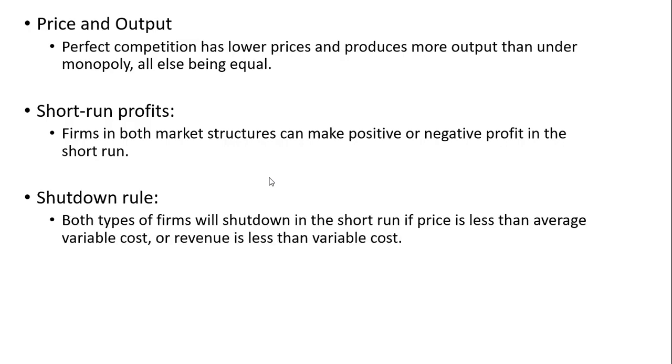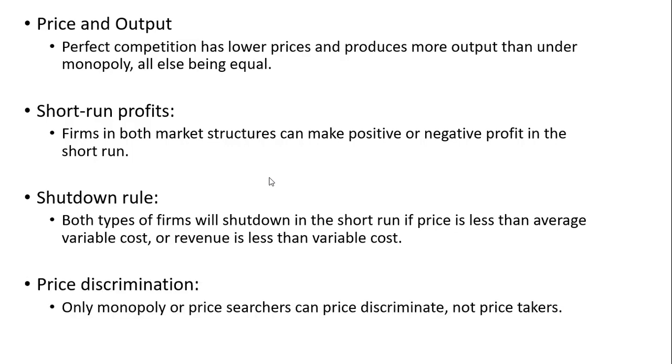The shutdown rule. Both types of firms will shut down in the short run if price is less than average variable cost, or its revenue is less than total variable cost. This is the way to minimize losses. Price discrimination. Only monopoly or price searchers can price discriminate, not price takers. So perfectly competitive firms are price takers. They take the going market price as a given, so there's no way to price discriminate in that market structure.